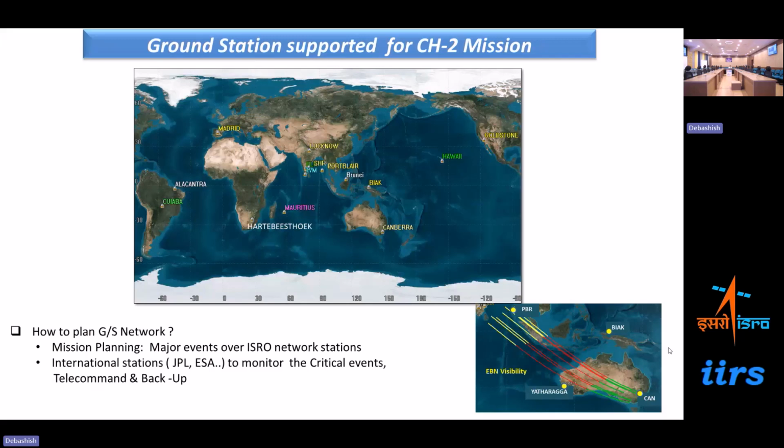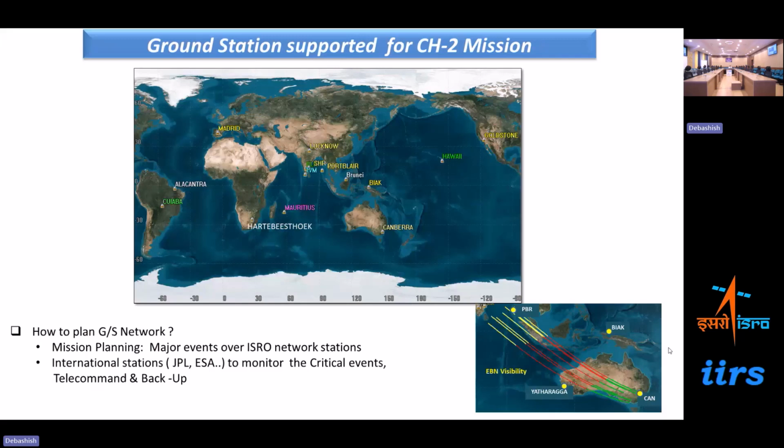If we're not able to do so, that goes to mission planning. Mission planning should ensure that the major event happens across the Indian network stations. That is the first. But in some cases it may not be possible. Then we have to use a different station. We can go to JPL, the Jet Propulsion Laboratory of the USA, or ESA, the European Space Agency, to hire their station to monitor the major events. It is not only to see the events; we want to keep a backup also.